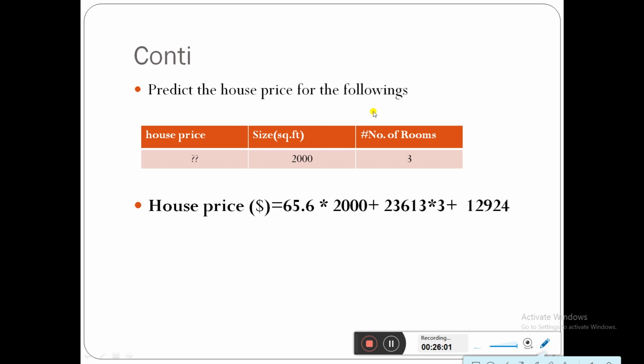Predict the house price for the following: a 2000 square foot house, and the number of rooms is 3. What is the house price? You simply have to put the values into this formula and you will get the value. Got to know how it works?